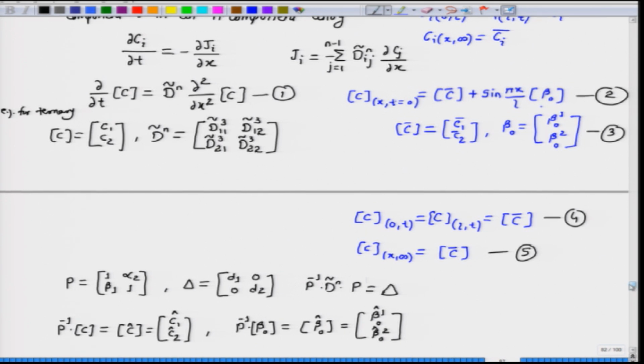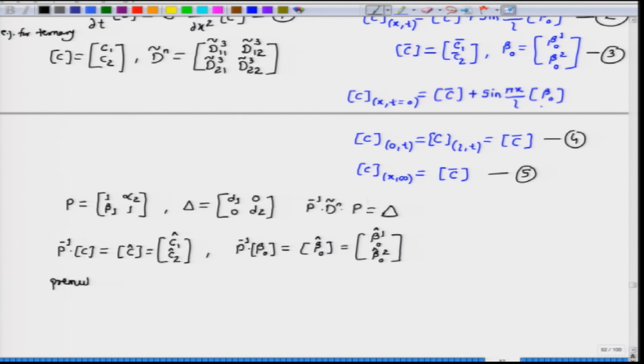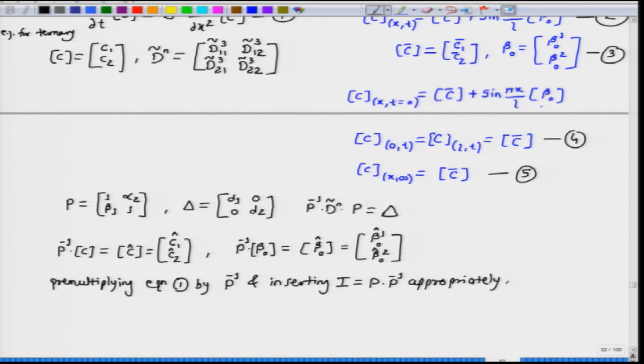So what we get after pre-multiplying equation 1 by P inverse and inserting the identity matrix P times P inverse appropriately, what we get, dou by dou t of C cap equal to P inverse times d tilde times P times dou 2 by dou x2 of C cap.